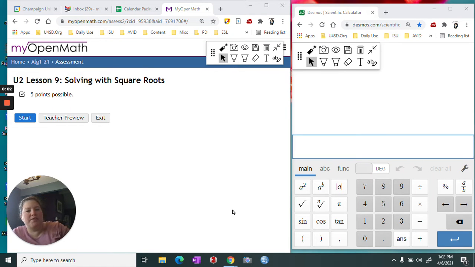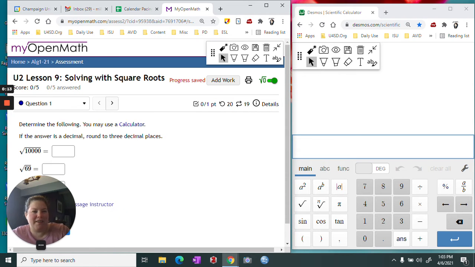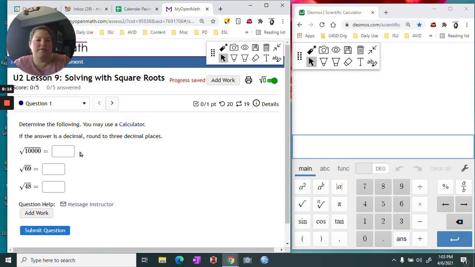Hello, algebra students. I want to take some time to work through this Unit 2, Lesson 9, Solving with Square Roots. So here is our how-to video on how to work through these.